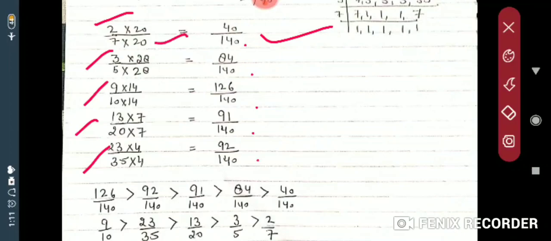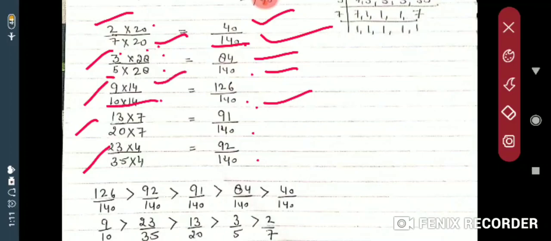Now just see, in the table of 7, how many times does 140 come? 20 times. 7 multiply 20, you will get 140. So similarly you will multiply the numerator by 20. 2 multiply 20, you will get 40. Similarly, in the table of 5, how many times does 140 appear? 28 times. Similarly you will multiply the numerator: 28 multiply 3, 84. Now the next, similarly 10 multiply 14, you will get 140 and you will multiply the numerator by the same number. 9 multiply 14, 126. Similarly you will do these two also.